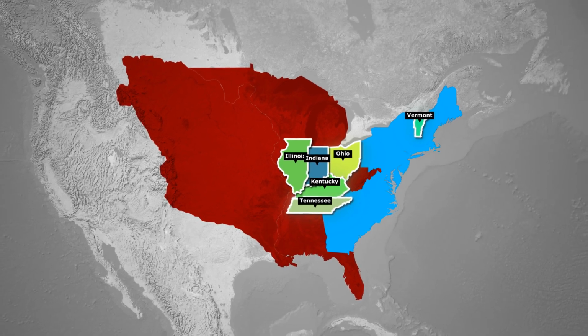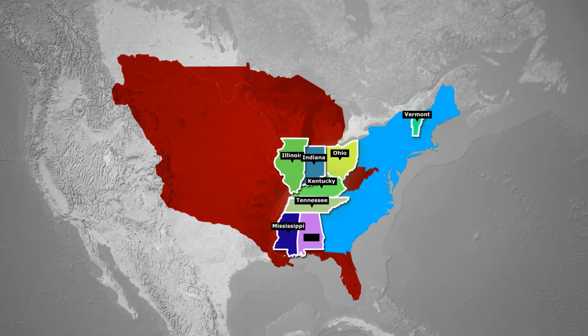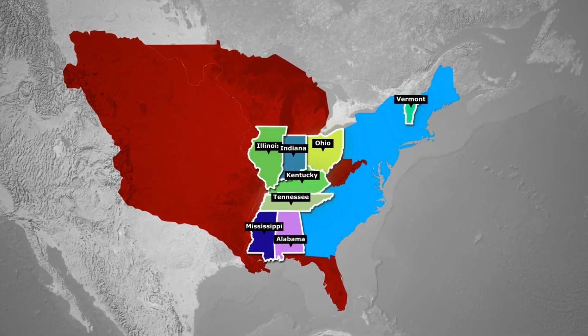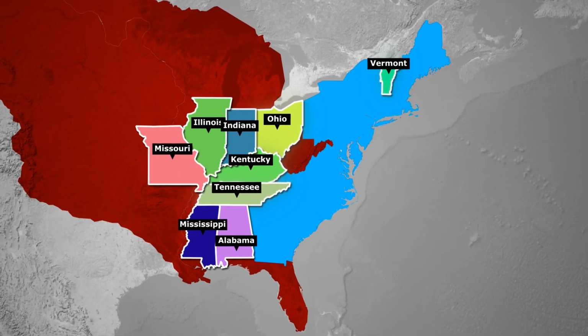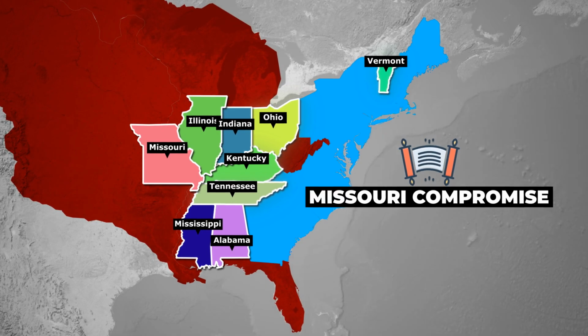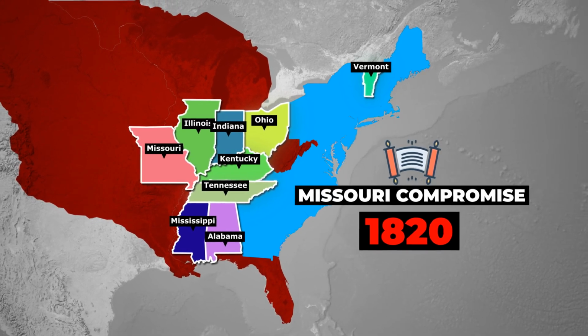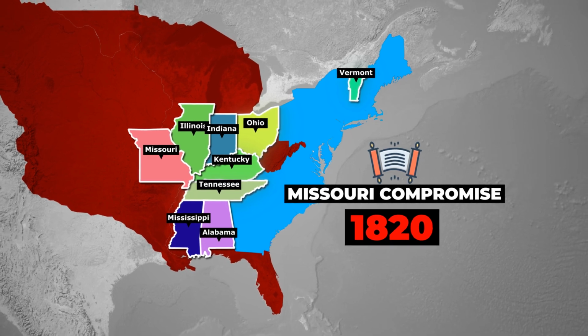Indiana and Illinois were admitted as free states, while Mississippi and Alabama joined as slave states. However, Missouri's request for admission as a slave state in 1819 threatened to disrupt this equilibrium. The Missouri Compromise of 1820 was a critical effort to preserve the balance between free and slave states.